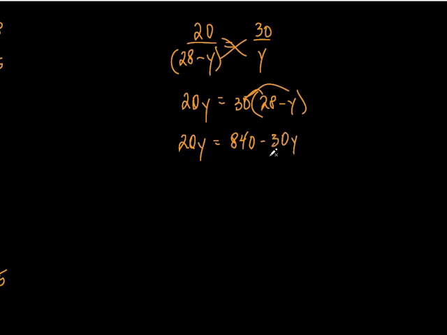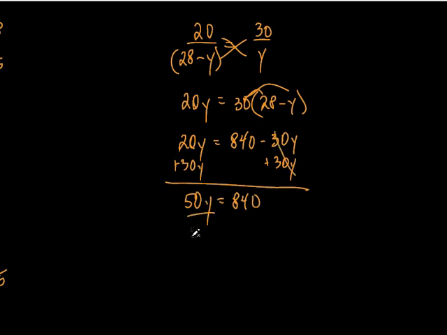Now let's get y by itself. So I add 30y to both sides. See what I get? I get 50y equals 840, because that cancels out. Let's get y by itself, so we divide by 50. Look what happens. You could put that whole thing in your calculator, I guess, but watch what I'll do. You know 10 goes into both of them because they both have zeros. Get rid of them and just put 84 over 5.